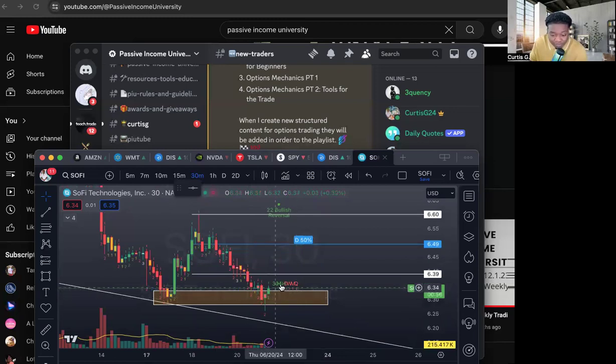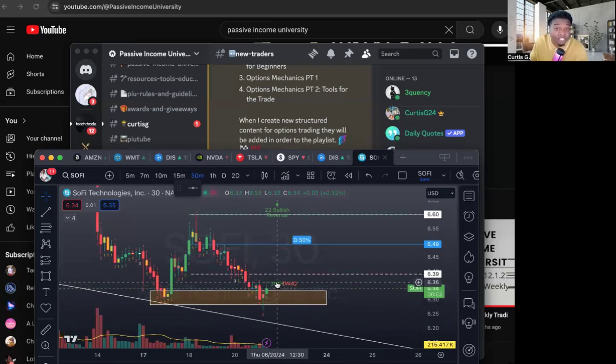If we break out of this resistance, maybe a nice retest, or we break above, that would be an indication too to take calls. Just be aware that we've got this previous day low that may act as a little bit of resistance.